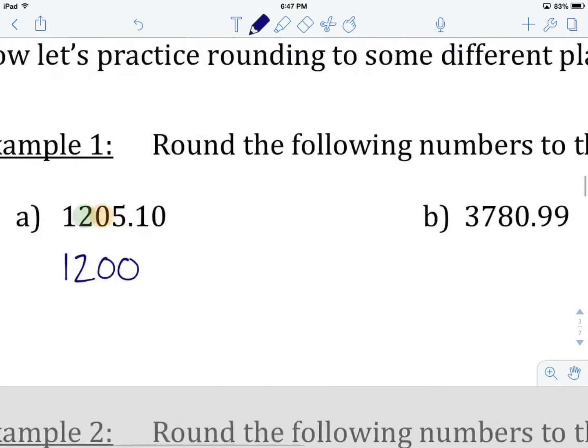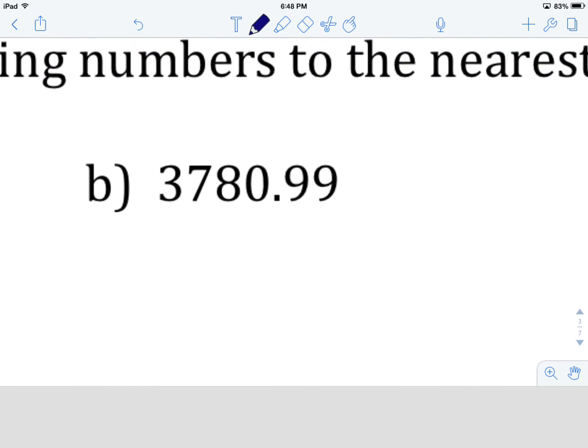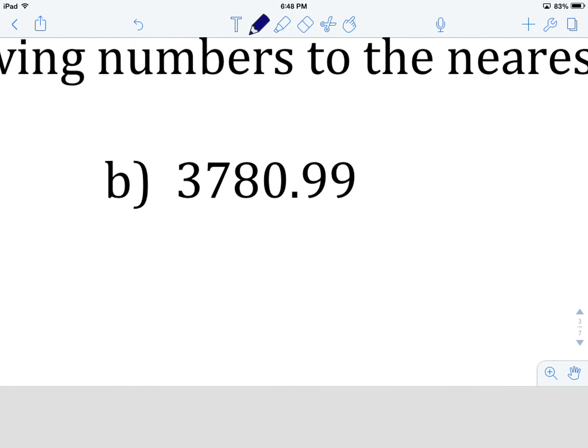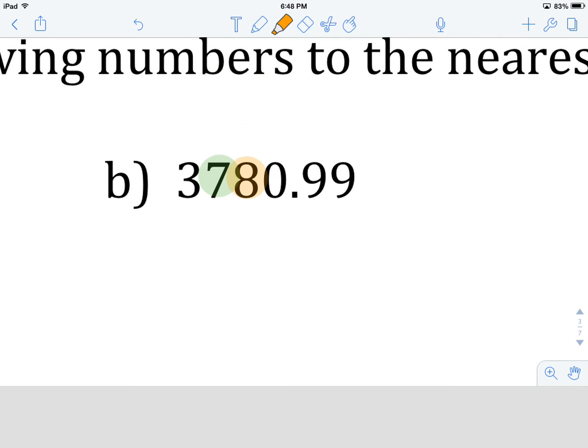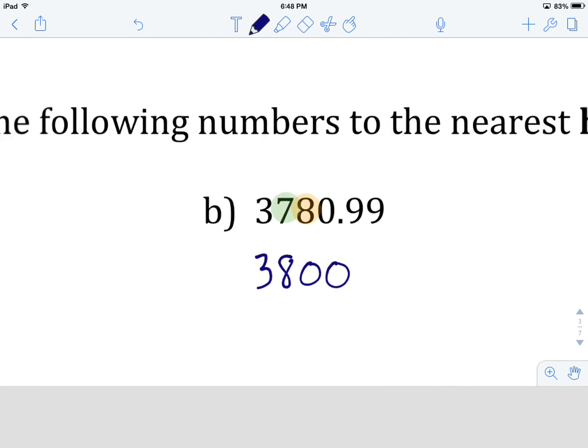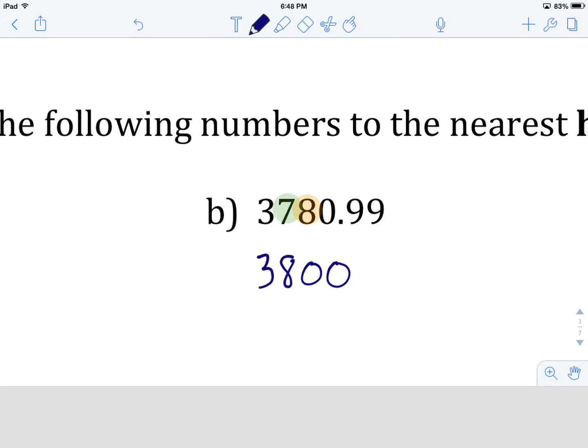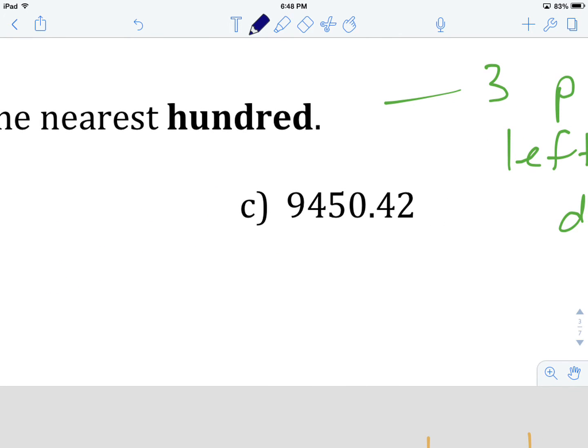Let's have a look at example B. Rounding to the nearest hundred, 3,780.99. First things first, let's find the place value we're rounding to. That's hundreds. 1, 2, 3 spots to the left. It's going to be a 7. Let's look to the number after it, in this case an 8, to tell us how to round the 7. In this case, the 8 tells us to round the 7 up to an 8. So that will be 3,800. And you'll notice again, no decimal, nothing after that. At this point, I'd like you to pause the video and try example C on your own. When you've got it, come on back and we'll see how you did.